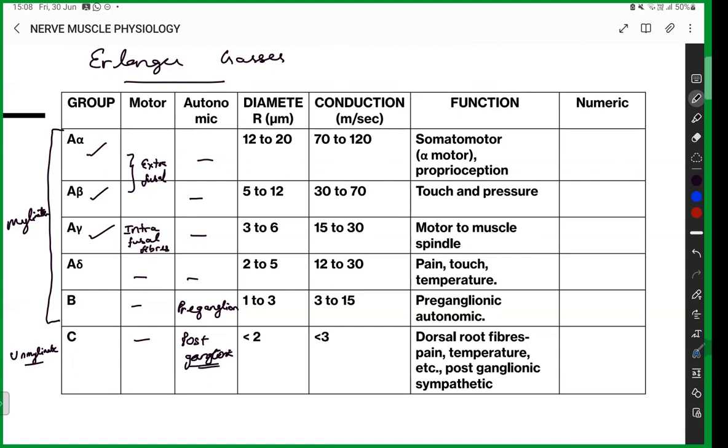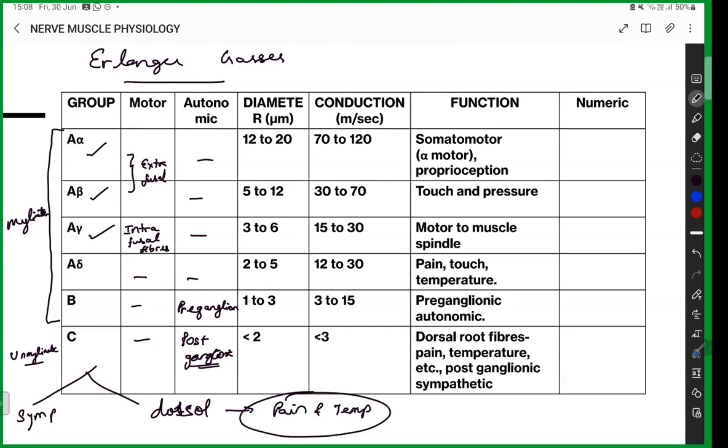Remember, this C postganglionic fiber also has some other important thing. We divide C into sympathetic and dorsal root. This dorsal root actually has an important sensory function, apart from your sympathetic action. They are involved in pain and temperature.